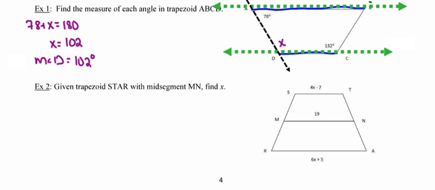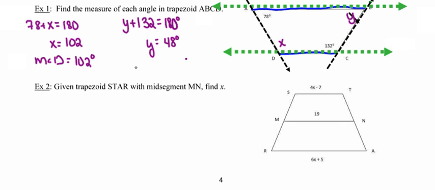I can use a similar approach over on the other side of the trapezoid to find the measure of angle B. So I'm going to call this one Y. I can't call it X because I already used X for a variable. So Y plus 132 degrees, because they're same side interior angles on parallel lines, have to total 180 degrees. So Y ends up being 48 degrees. Or in other words, Y is the measure of angle B. Note that this trapezoid is not isosceles because it does not have congruent base angles.